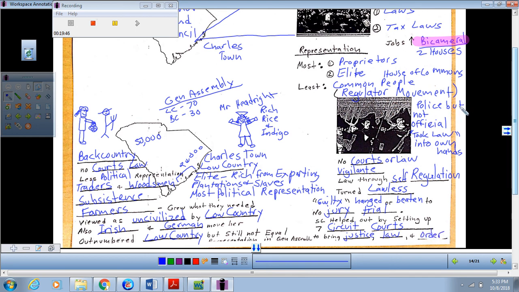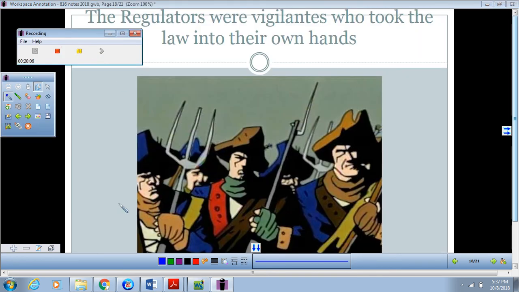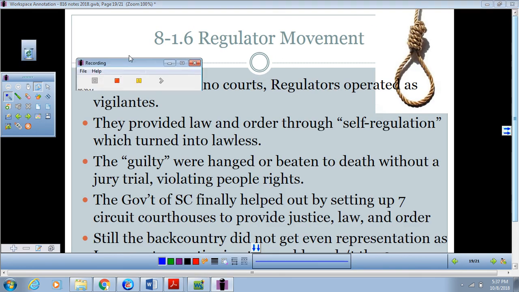So, one of the effects of the regulator movement was the establishment of these 7 circuit courts in the backcountry to help pave the way for justice and police protection in the backcountry. So, here's the regulators again, vigilantes who took the law into their own hands.